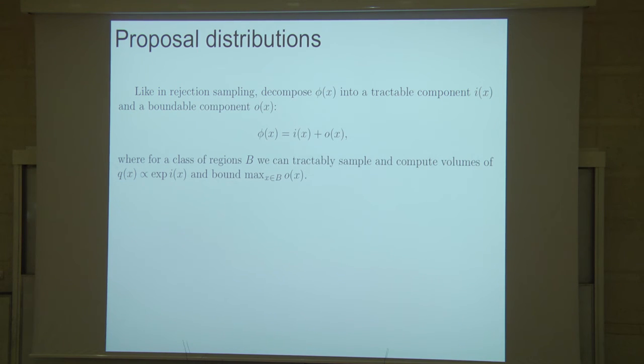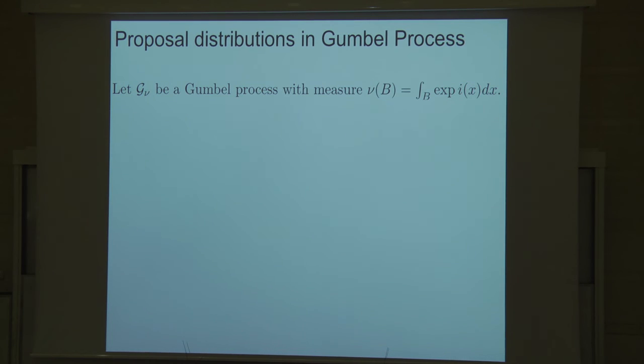Right, and so what we're going to require is that we can instantiate this process that I just told you before for the I component. So we need to be able to compute these log volumes that I was telling you about and sample from restricted regions of space.